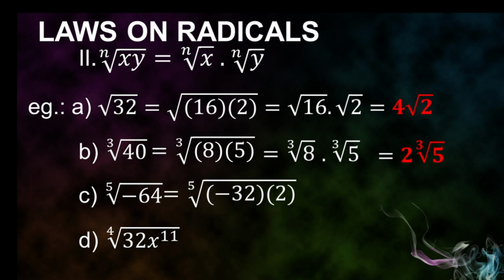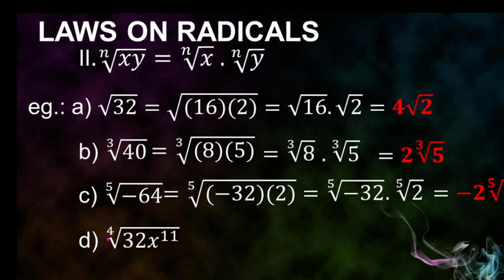So we are going to write the fifth root of negative 64 as the fifth root of negative 32 times 2. So therefore, we have the fifth root of negative 32 times the fifth root of 2. So the fifth root of negative 32 is negative 2. Copy the fifth root of 2.